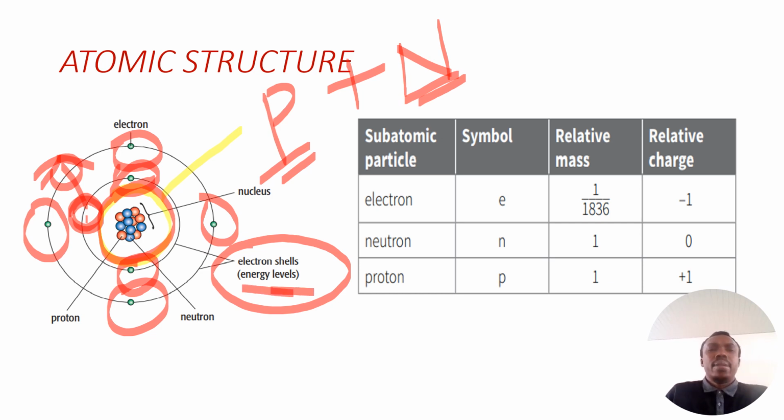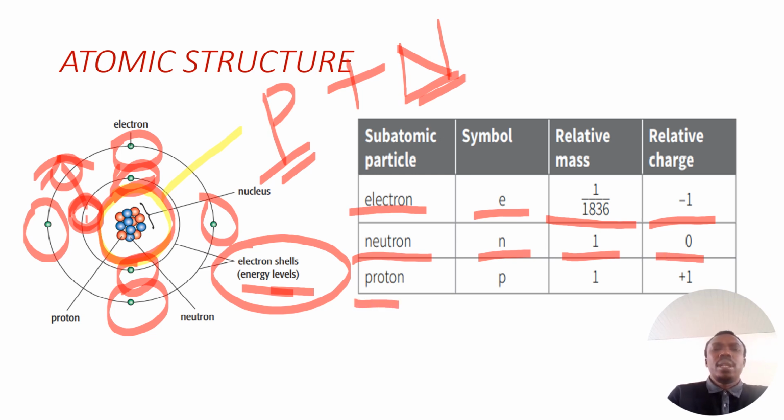So energy shells, energy level. So look at the subatomic particles. This is the electron. We did the symbol for an electron. The relative mass, I think, is the lightest. Then the charge is negative. This is a neutron. This is the symbol for a neutron. This is the relative mass, and the charge is 0, so it has no charge. This is the proton. Then the symbol is P. Then a relative mass of 1. Then the charge is positive.